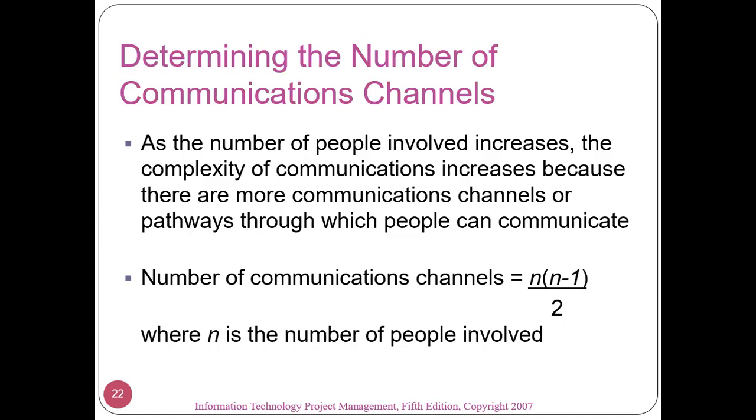So, determining the number of communication channels. We have here the number of communication channels equals n multiplied by n minus 1, over 2, where n is the number of people involved. So for example, if you are 10 in a group, 10 multiplied by 10 minus 1, that is 9. 9 times 10 is 90. Divide by 2, 45. It means to say that you need to have 45 meetings.